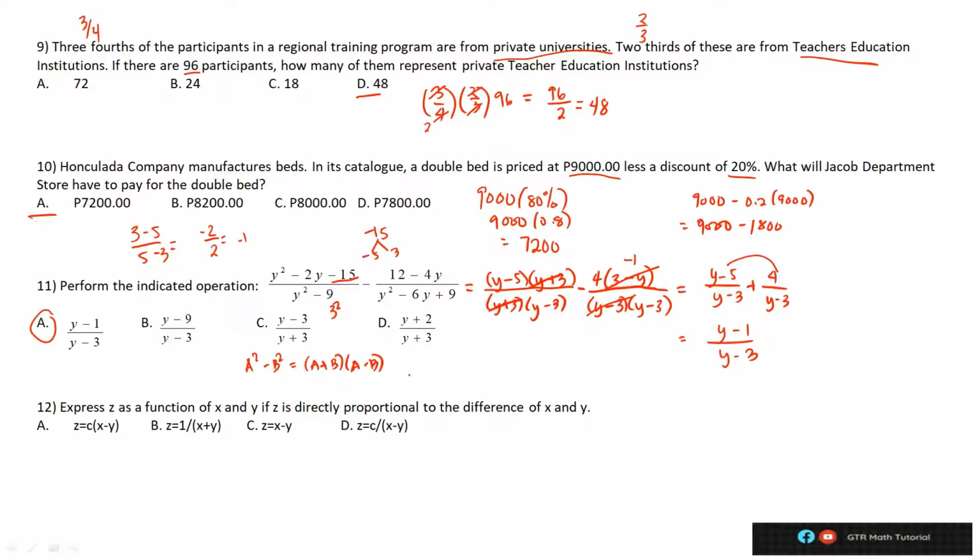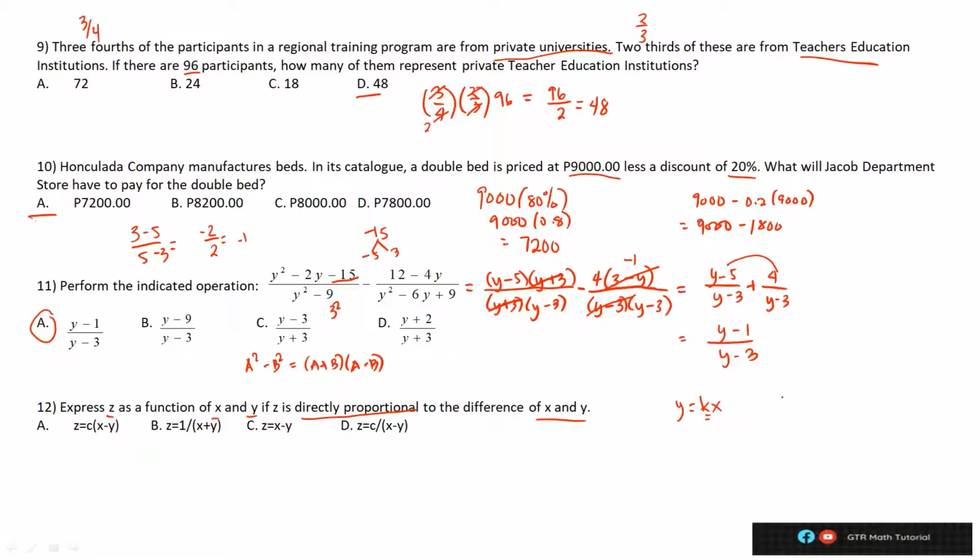Okay, so number 12. So express z as a function of x and y if z is directly proportional to the difference of x minus y. So walang isa-solve dito. So parang definition lang ito. When we say directly proportional, halimbawa, y is directly proportional to x. So ang equation nun, y is equal to kx. Yan yung equation nun. K is constant.